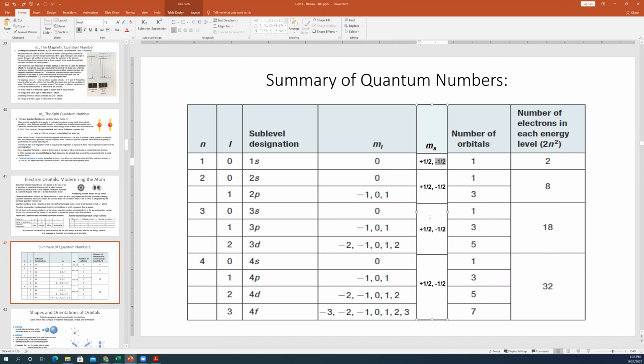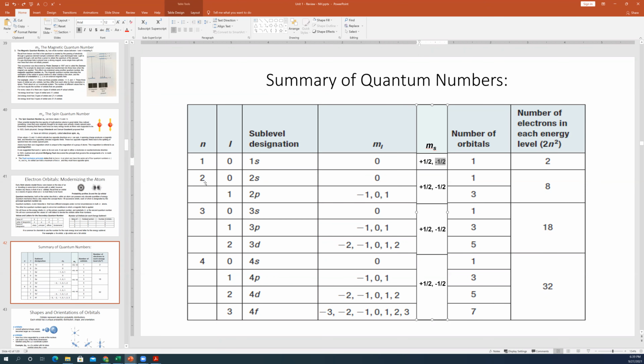So each one of these 2 electrons will have its own unique set of quantum numbers. And the same is true for each one of these. So each electron is uniquely described by these 4 quantum numbers. Now, when we talk about 1s, it's understood that we're talking about n is equal to 1 and L is equal to 0. That's a 1s orbital.